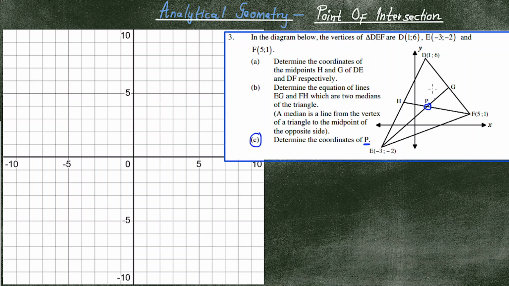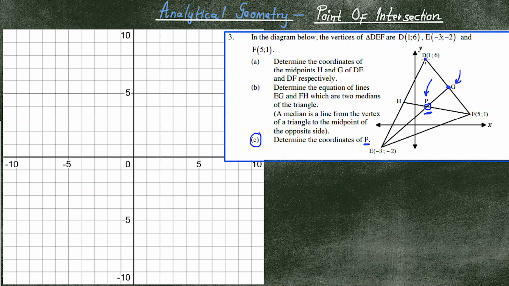So the point of intersection, it's that point P on the sketch, right? It's where two lines meet. For example, P is a point of intersection. In fact, not two lines, it's two or more. For example, G is also considered a point of intersection because this line meets with this line at point G.